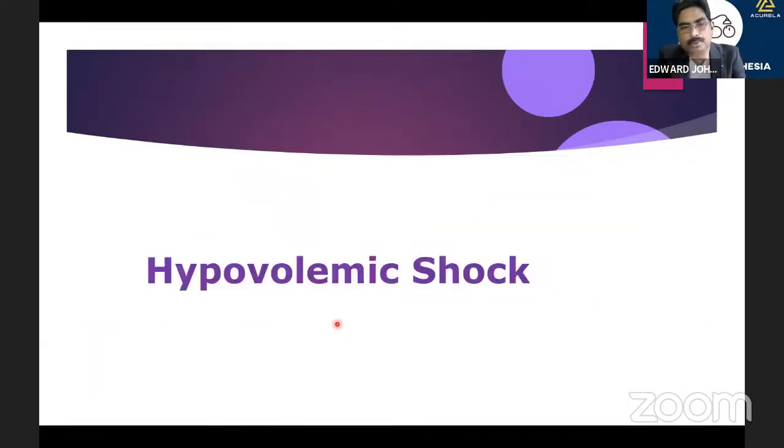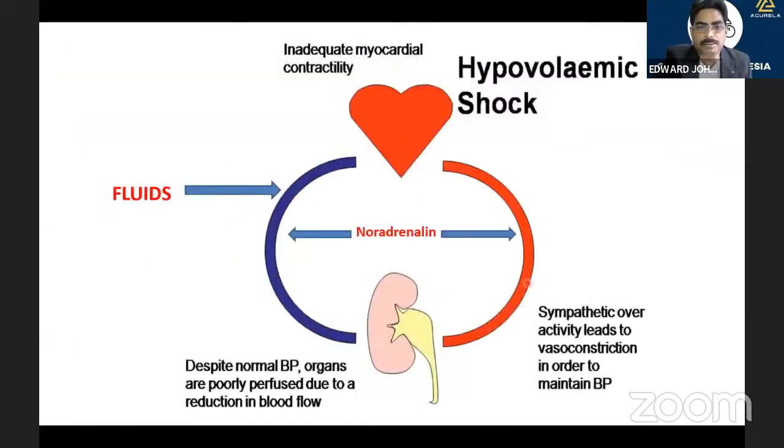Coming to hypovolemic shock, here the circulating volume is lost. So what is the compensation? There will be a sympathetic response. Volume is lost, which means your cardiac output is reduced. Blood pressure is cardiac output times systemic vascular resistance, so the compensation is an increase in systemic vascular resistance. So there will be increased systemic vascular resistance while your circulating fluid is lost.